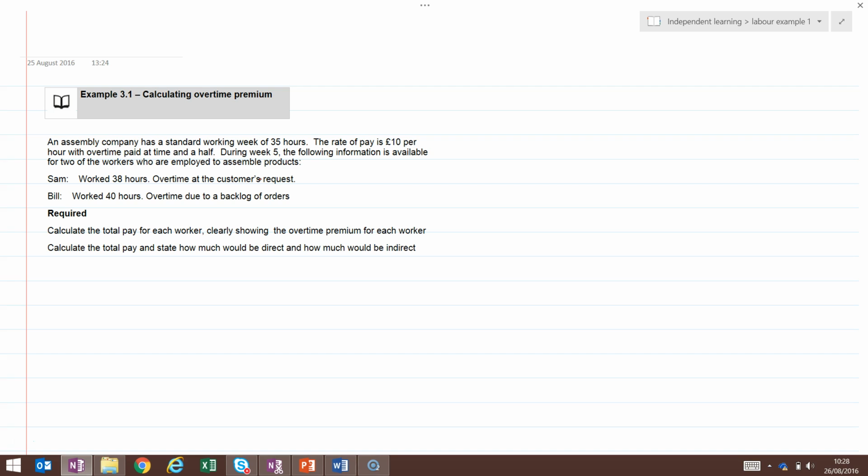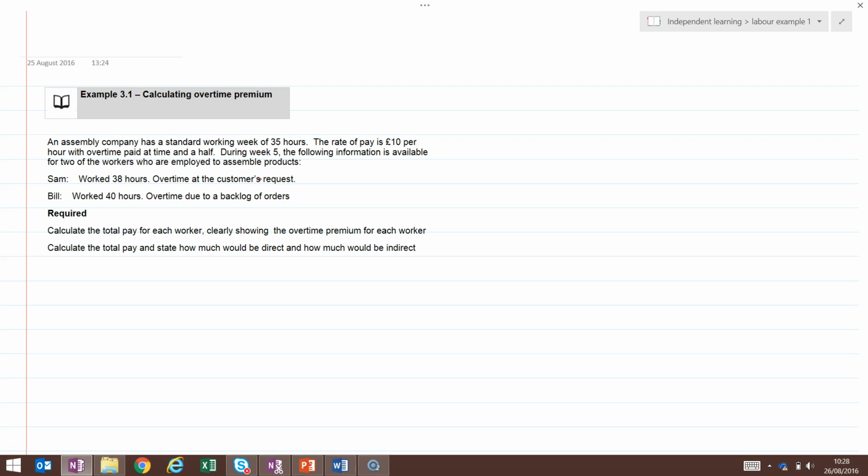So you're required to calculate the total pay for each worker, clearly showing the overtime premium for each worker, and then also calculate the total pay and state how much would be direct and how much would be indirect.